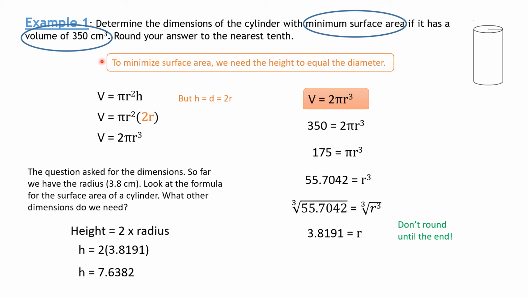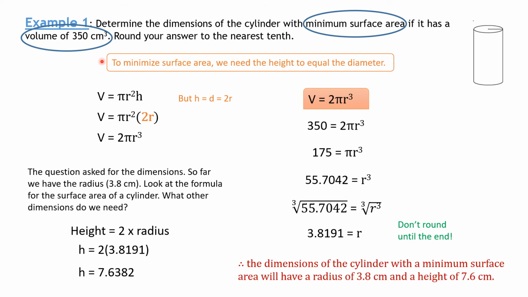So now we have all the parts we need for the question. So now we know the dimensions of the cylinder. The dimensions of the cylinder with a minimum surface area will have a radius of 3.8 centimeters and a height of 7.6 centimeters. That's the first question. The next one we're going to do is similar to this one as well. So we'll go over this again in example 2.